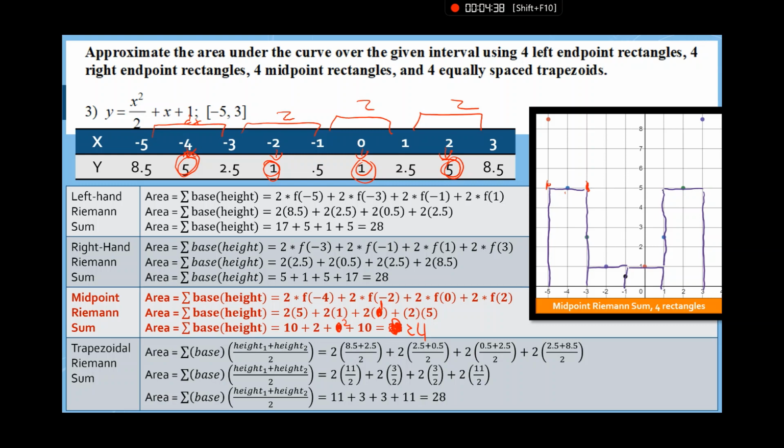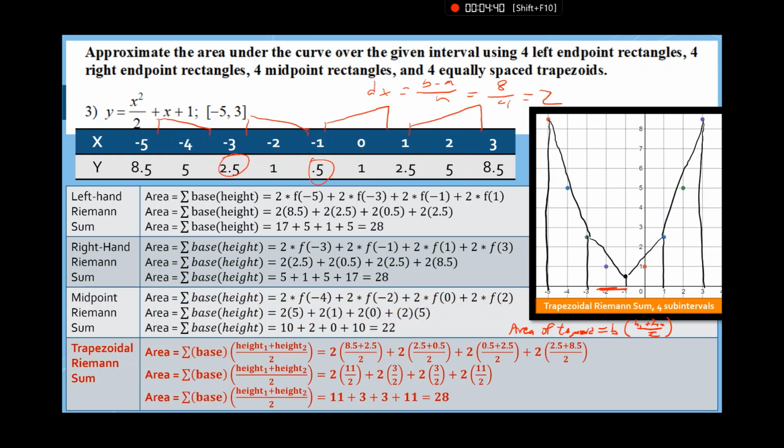Okay, and the last one, a trapezoidal Riemann sum. So instead of rectangles, we are now using trapezoids, which means instead of picking a side, I'm going to use both sides and then take the average. So for this first segment here from negative 5 to negative 3, I'm going to take my heights from both sides. So it'll be both 8.5 and 2.5 will be used.